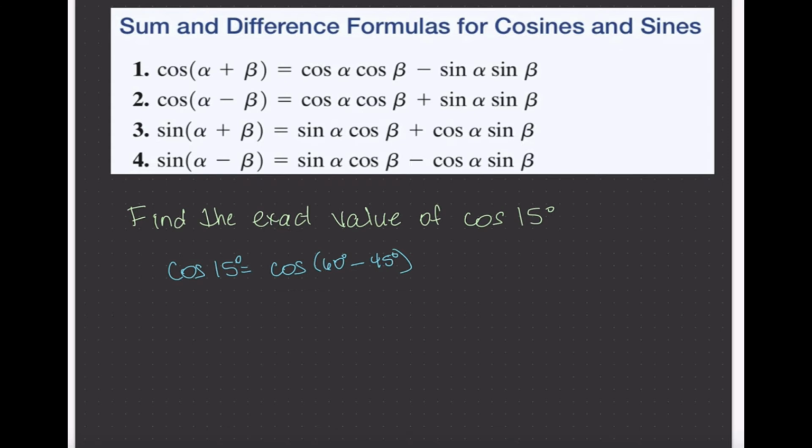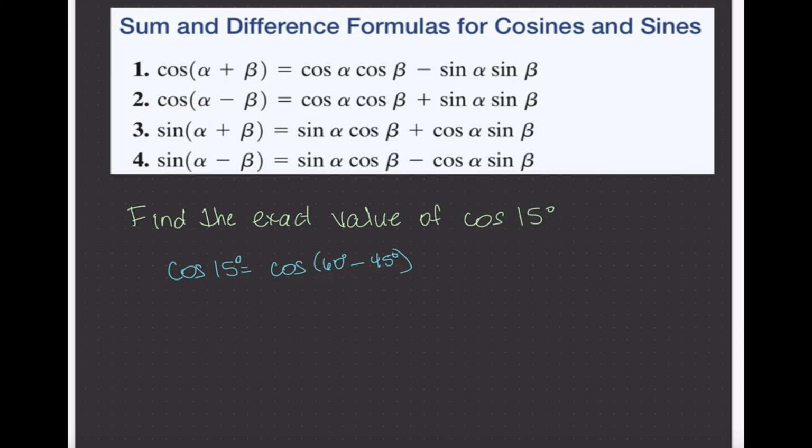So if I use my difference formula for cosine, because that's what I have here, right? I have a difference. So if I use my difference formula for cosine, I can then figure out what that exact value is for 15 degrees. So the first thing I need to do is decide which one is alpha and which one is beta. Well, I wrote it so that 60 minus 45 is 15. So I'm just going to put these in order.